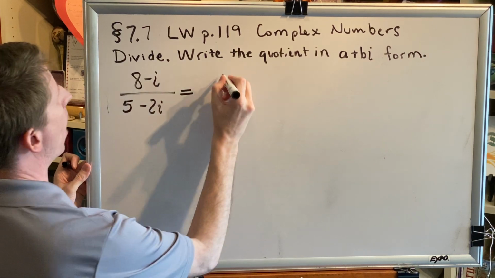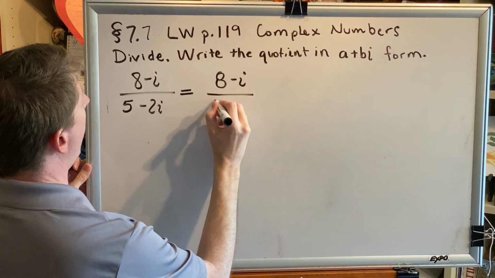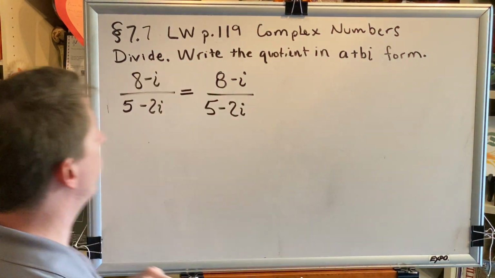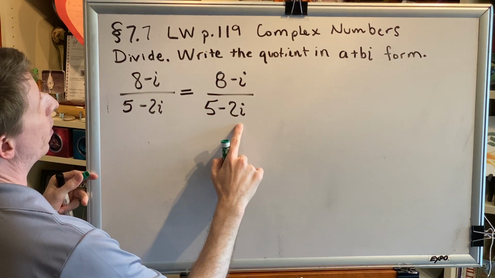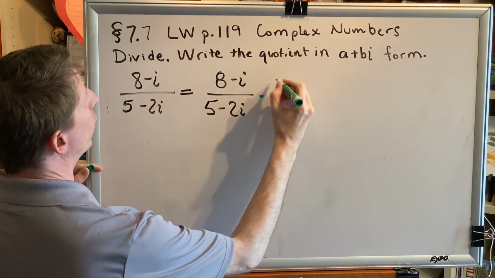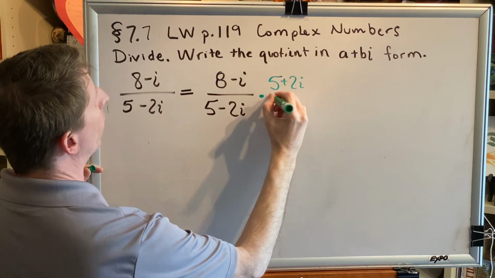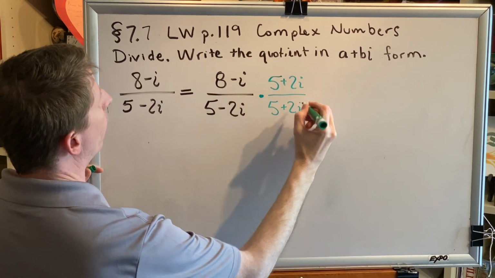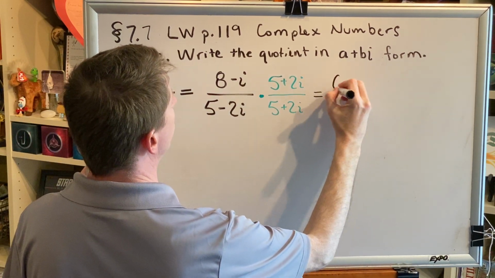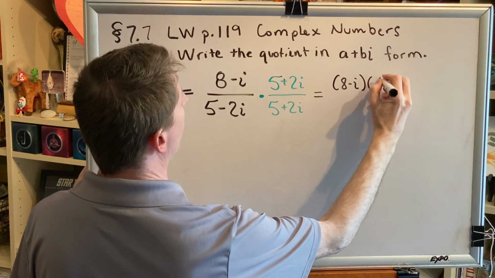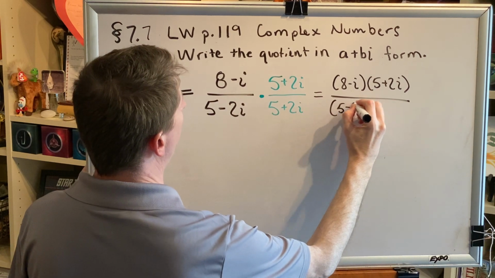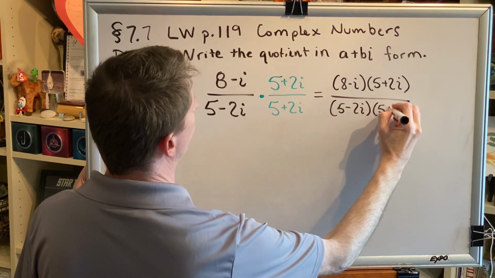All right, the first thing you want to do is copy your problem. So make another fraction, an identical fraction. Then you want to identify what is the conjugate of the denominator. The denominator is 5 minus 2i, so the conjugate of the denominator would be 5 plus 2i. So we're going to multiply top and bottom of our fraction by 5 plus 2i. Okay, now combine your two fractions together. So we get 8 minus i times 5 plus 2i divided by 5 minus 2i times 5 plus 2i.